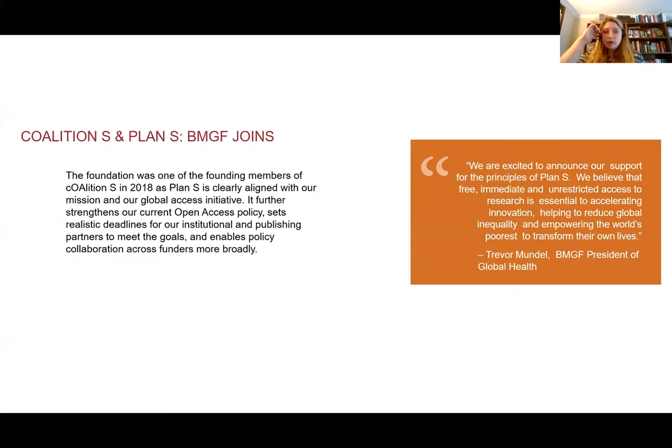So when it was brought to our attention that there was a coalition of funders with a set of principles created in 2018 known as Coalition S and Plan S, it was already very well aligned with our goals and values around open access, as well as our current policy overall. So it made sense for us to join a larger funder community.